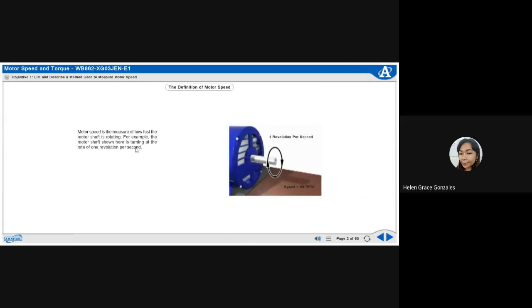Motor speed is the measure of how fast the motor shaft is rotating. For example, the motor shaft shown here is turning at the rate of 1 revolution per second. The rotational speed of a motor is usually given in units of revolutions per minute, or RPM. Therefore, the speed of this motor is 60 revolutions per minute, or 60 RPM.